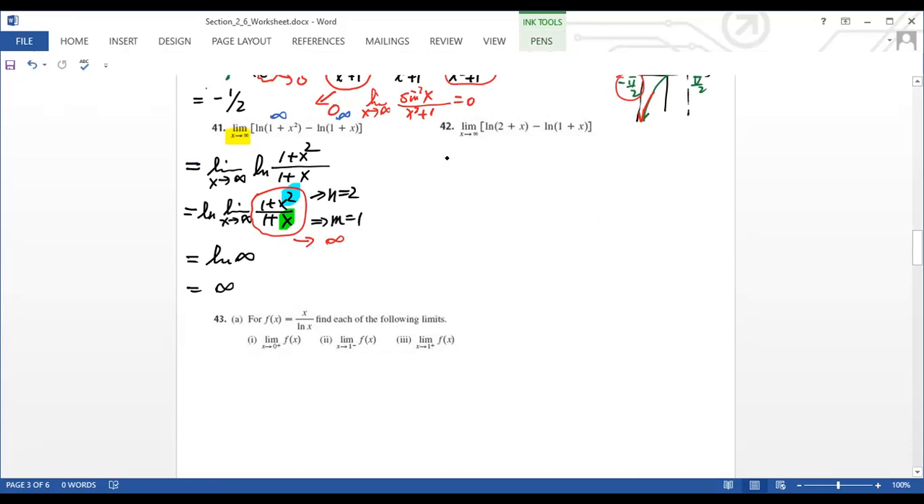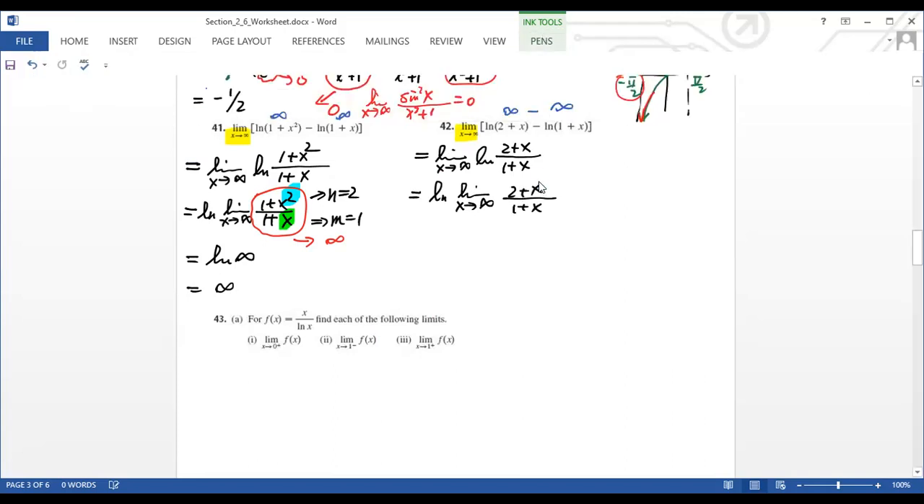Now let's take a look at this one. The same thing here, if you just plug in x approaching infinity, you will get infinity minus infinity again, so it's indeterminate. Okay, so now we will use the same trick here, combine the natural logs. So x approaches infinity, and the natural log of a difference is a quotient, right? So it's 2 plus x over 1 plus x here. Then by the limit law, you can take the limit inside the function. So this is 2 plus x over 1 plus x.